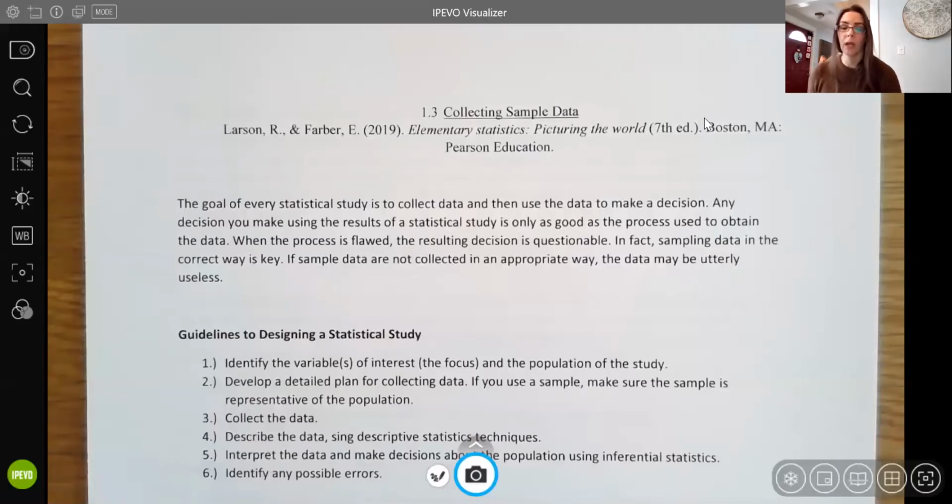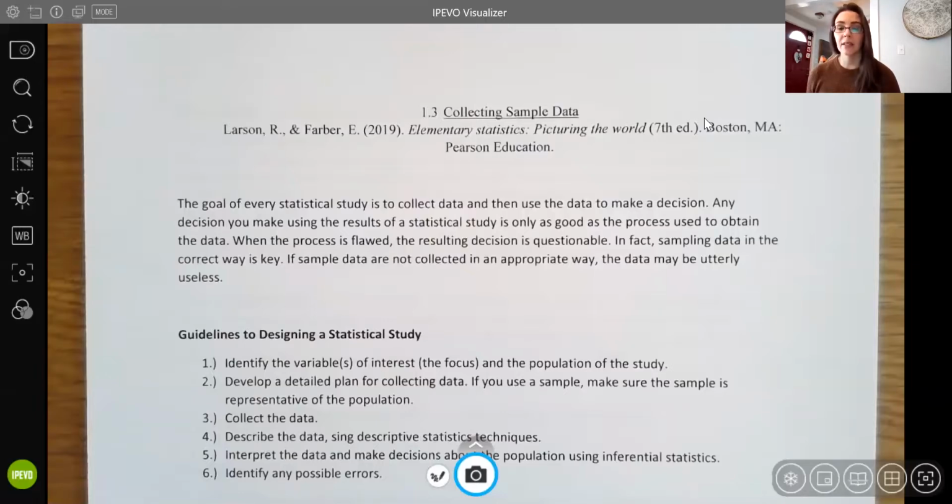That's really our goal. So it's nice when we have data, but really the point is that we actually do something with the data. So we try to measure things that are meaningful and that, again, we can hopefully make positive changes with. Any decision you make using the results of a statistical study is only as good as the process used to obtain the data. When the process is flawed, the resulting decision is questionable.